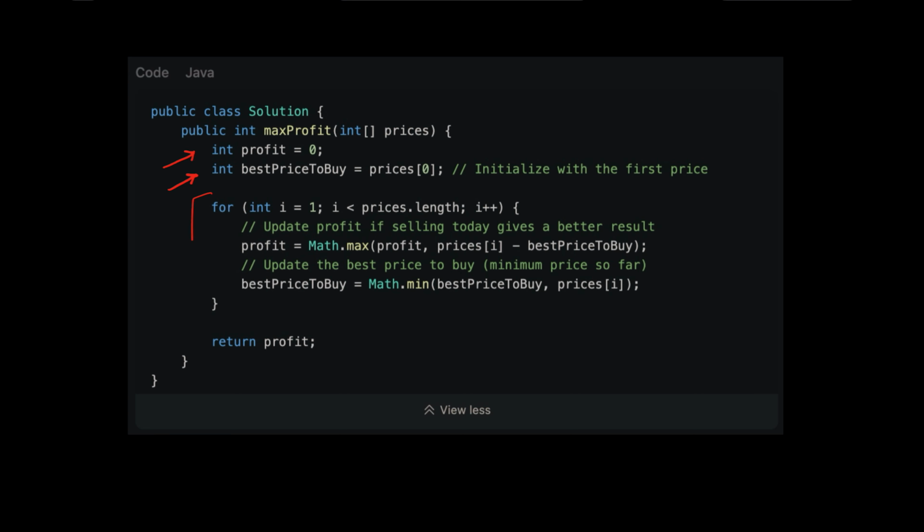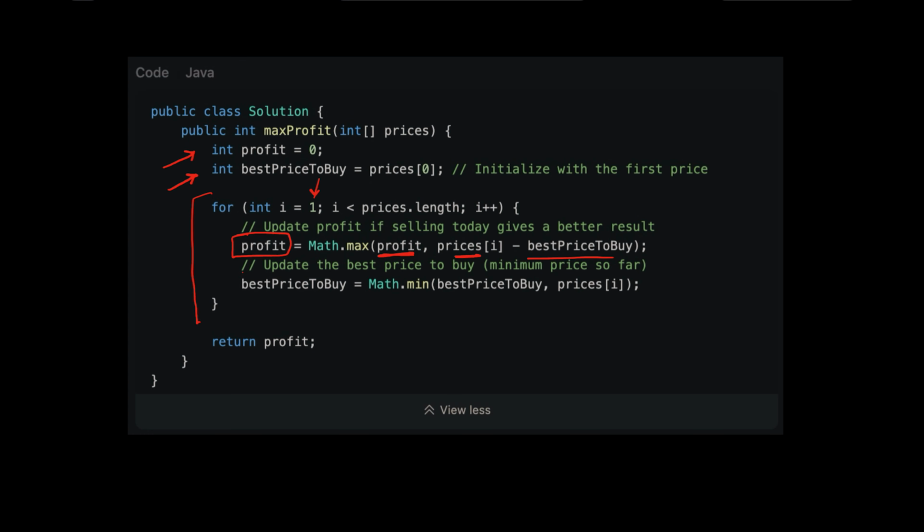After that, I'm starting a for loop to iterate through all of the elements starting with i equal to 1, that is the second element. Within the for loop, I'm first calculating the profit that we can make if we sold the stock on the ith day by comparing it with the best price to buy. If the difference between the two, that is the temporary profit, is greater than the previous profit that we have calculated, we'll save it into this profit variable using the Math.max operation.